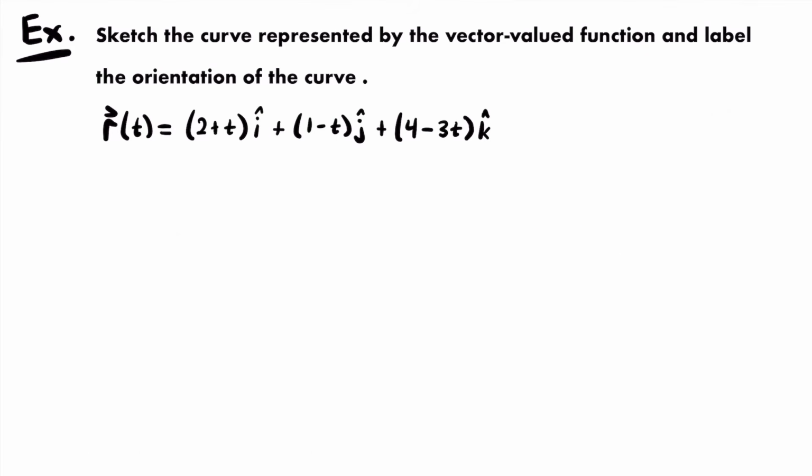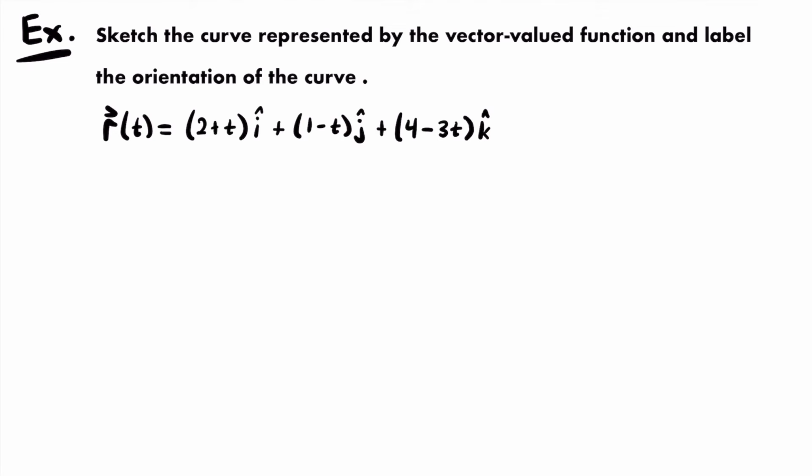For this example, we once again want to sketch the curve represented by the vector valued function and label the orientation of the curve. And our vector function this time is r of t is equal to the quantity 2 plus t times i plus the quantity 1 minus t times j plus the quantity 4 minus 3t times k.